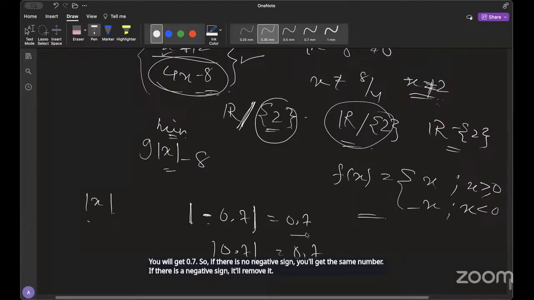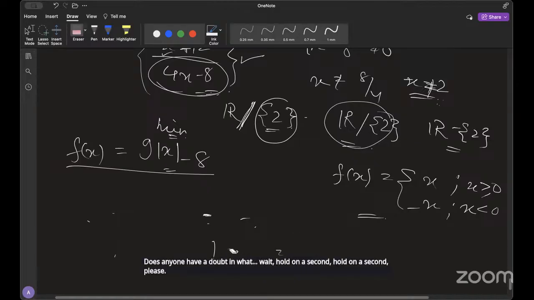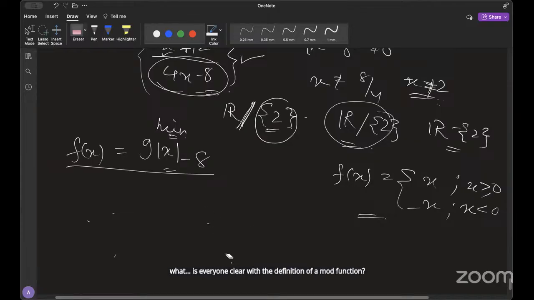No, ma'am. 9 mod minus x. What do you mean about it? 9 mod x. This is a function. First, I want to make sure that everyone knows what a mod function is. Does anyone have a doubt in what? Wait, hold on a second. Hold on a second, please. What is everyone clear with the definition of a mod function? Yes, ma'am. Yes, ma'am. Okay.